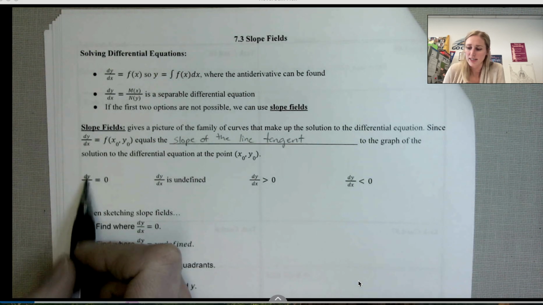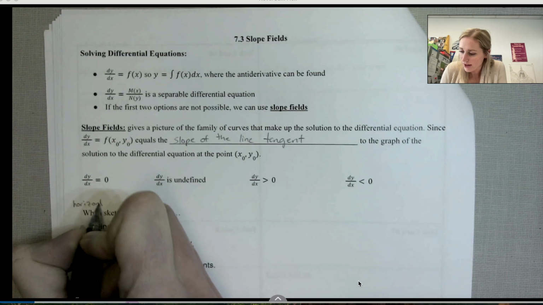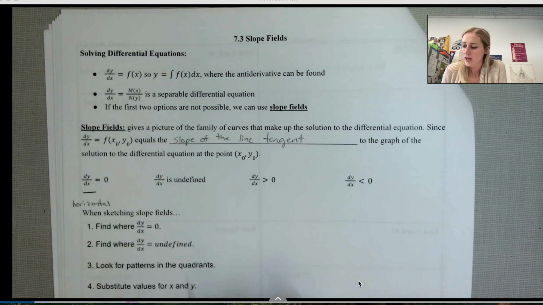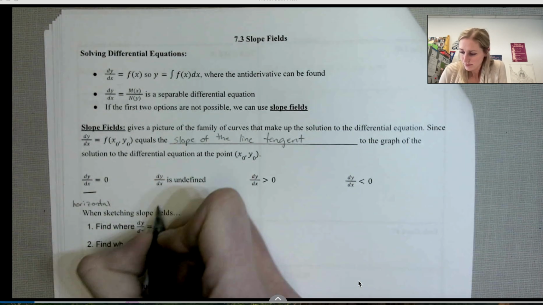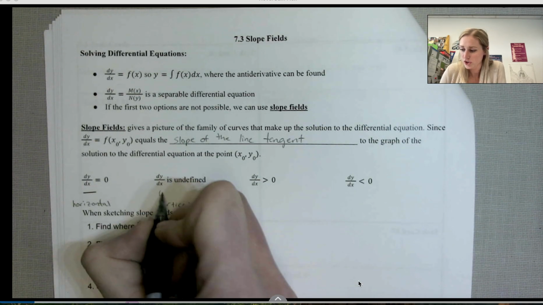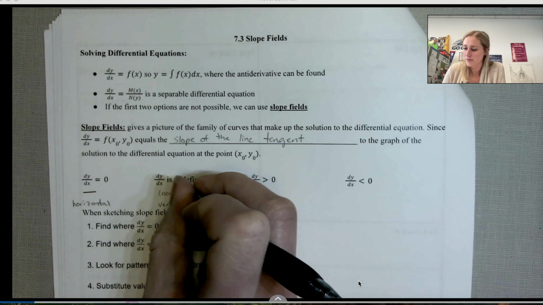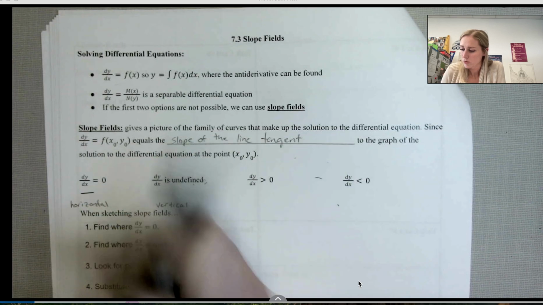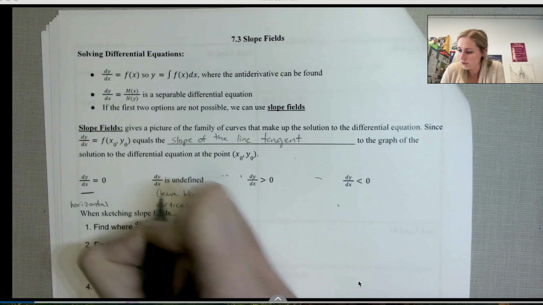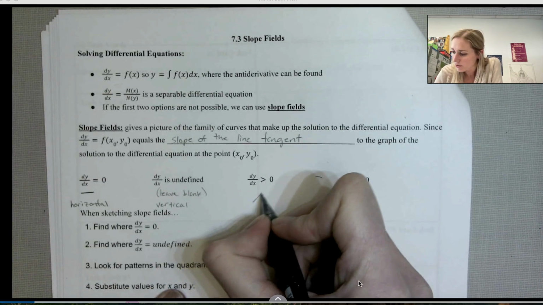If we have dy dx equals 0, that means our tangent line is horizontal at that point. So we're going to use just a short horizontal line to represent that. If dy dx is undefined, our tangent line is vertical at that point, but we are actually going to show nothing visually. We'll say leave blank. I don't want to put none because I don't want you to think that there is no slope. If our slope is positive, we're going to use a little upward line.